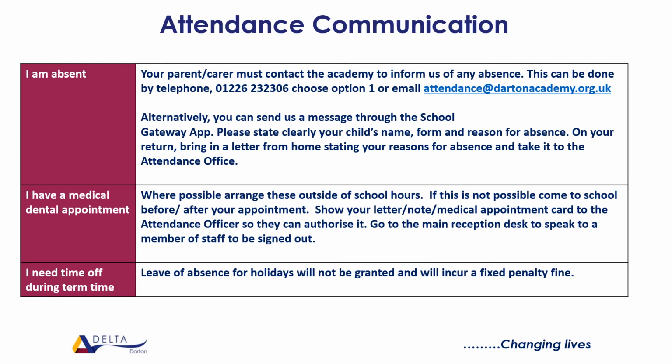We do realise, however, that sometimes it is unavoidable to be absent. When this is the case, the parent or carer must contact the Academy on every single occasion to inform us of an absence. The information here shows how it is possible to do that. One way is to contact school via telephone and use option 1. The second way is to email the attendance team, or alternatively, you can use the School Gateway app stating your child's name, form and reason for the absence towards the attendance office.